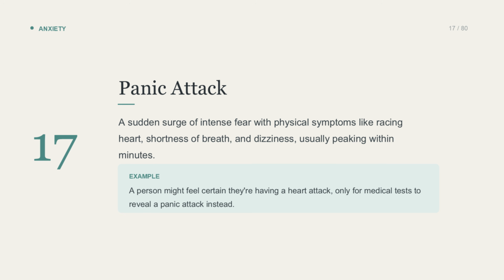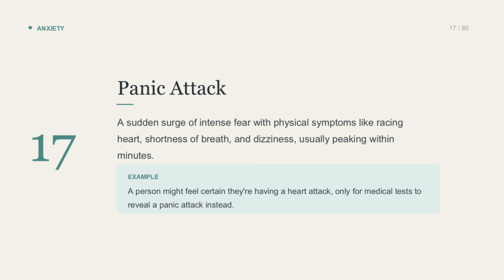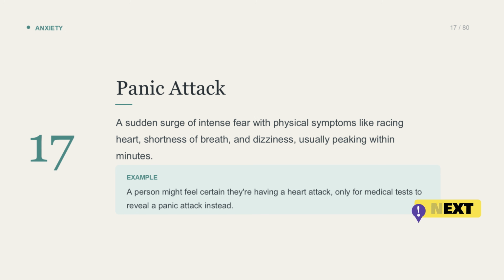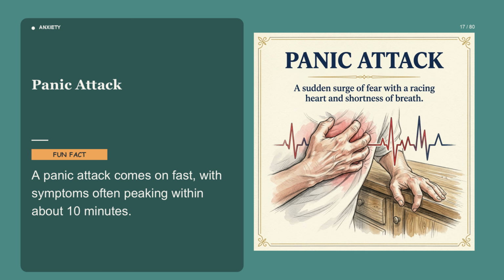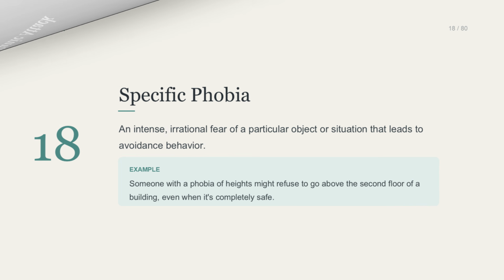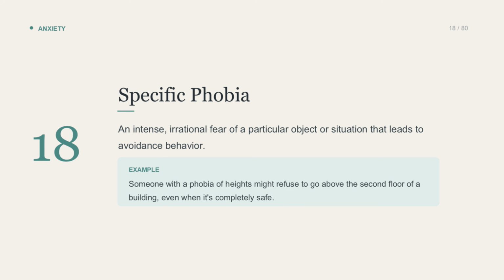17. Panic attack. A panic attack is a sudden surge of intense fear accompanied by physical symptoms like a racing heart, shortness of breath, and dizziness, usually peaking within minutes. For example, a person might suddenly feel certain they're having a heart attack, only for medical tests to reveal a panic attack instead.